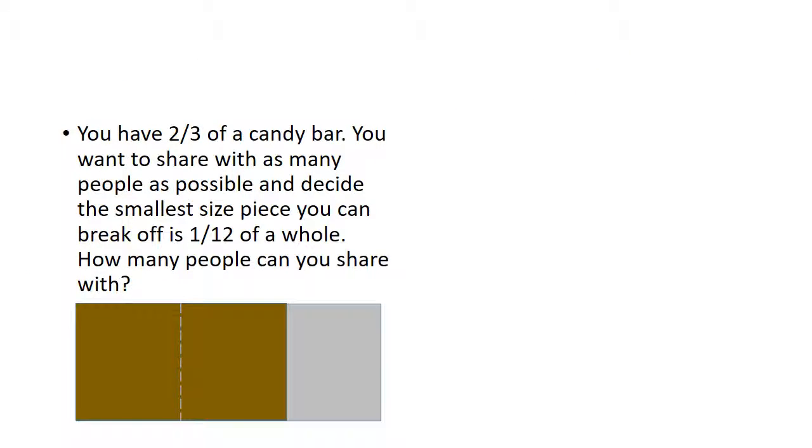This time we have 2/3 of a candy bar. You want to share with as many people as possible and decide the smallest size piece you can break off is a 1/12 of the whole. How many people can you share with? So here we have our 2/3, and the whole is represented by the larger rectangle. So let's split that whole thing into 12 pieces.